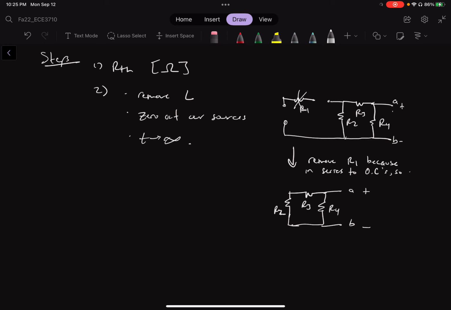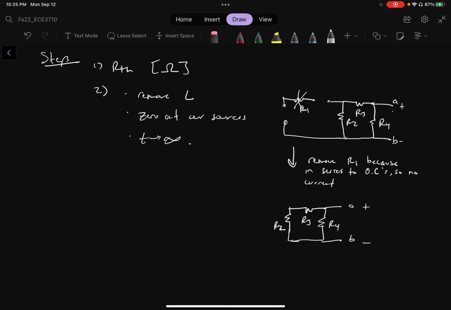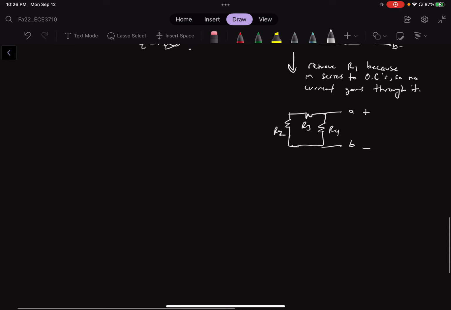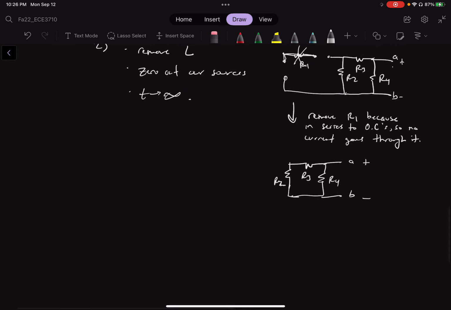so no current runs through it. No current goes through it. And it's not part of the circuit. I mean, look at it. Take your pen. If you go to the right of the resistor, you can't go anywhere. It's an open circuit. If you go to the left, you can't go anywhere. It's an open circuit. Remove that R1. Now we have the drawing right here.